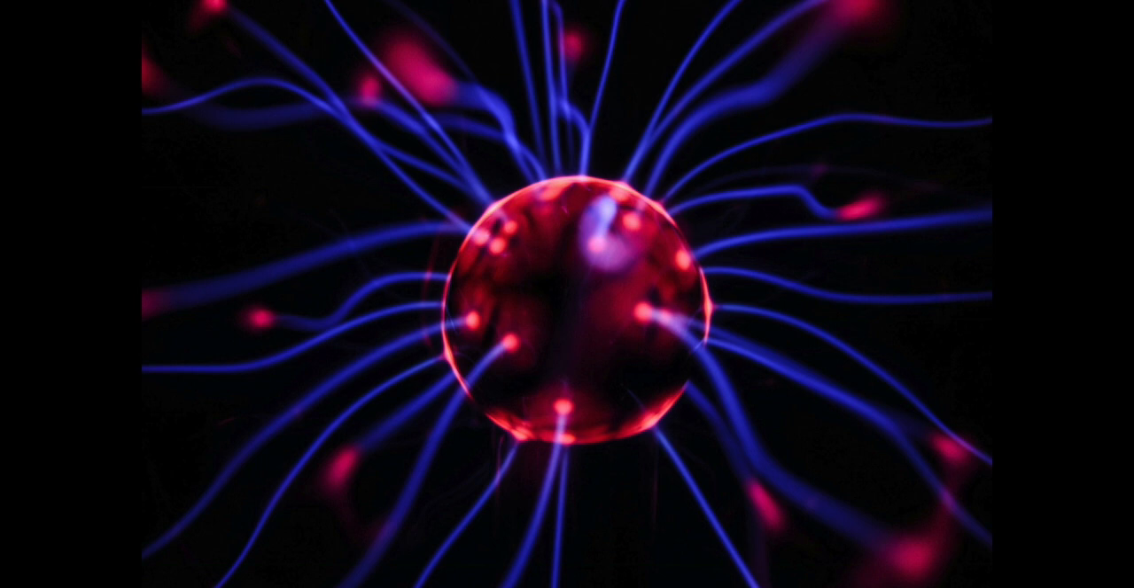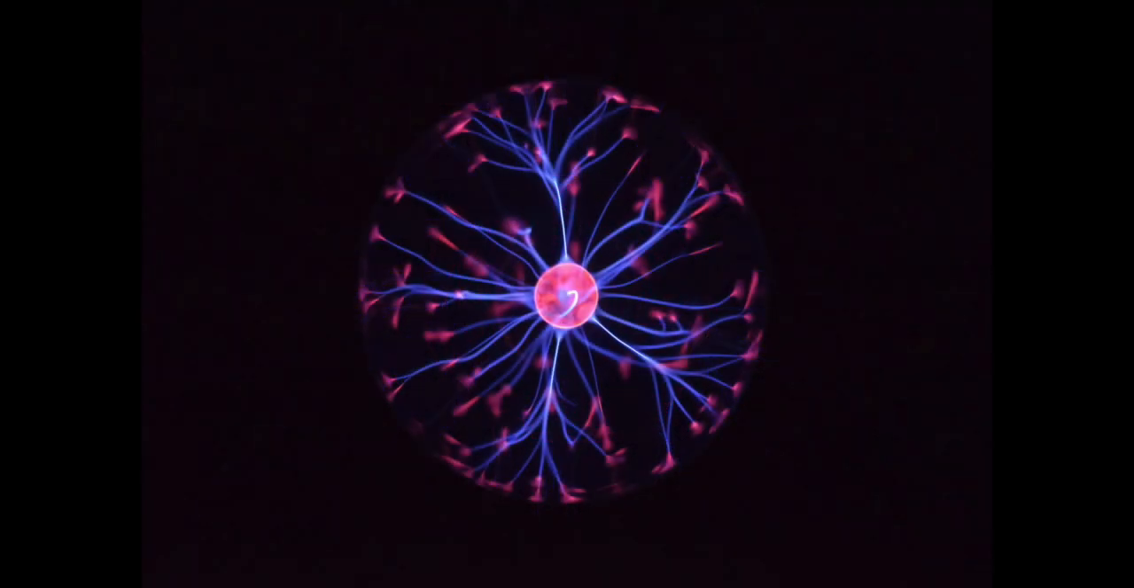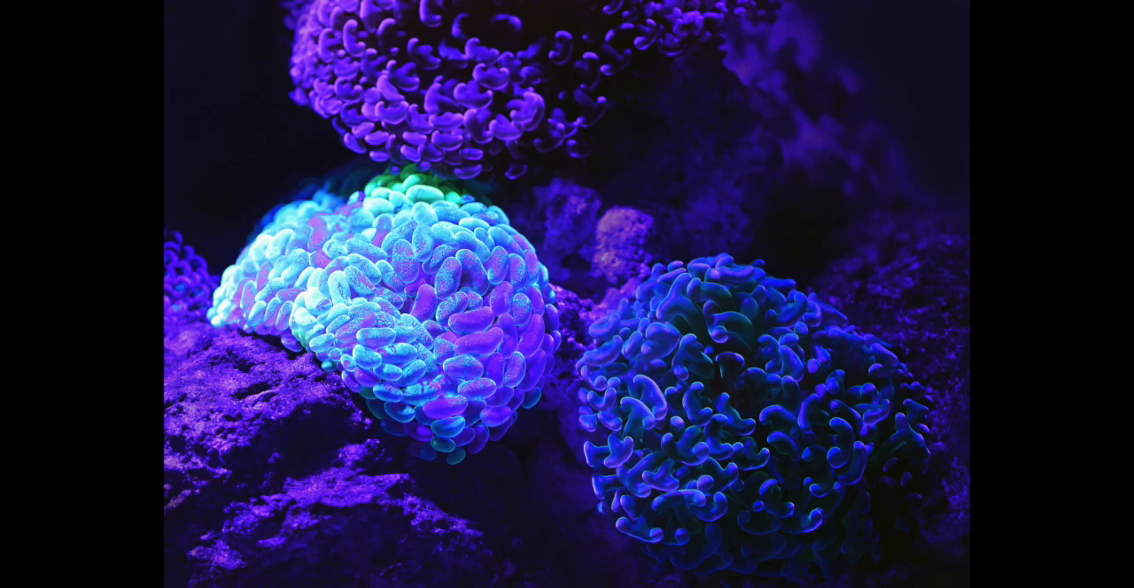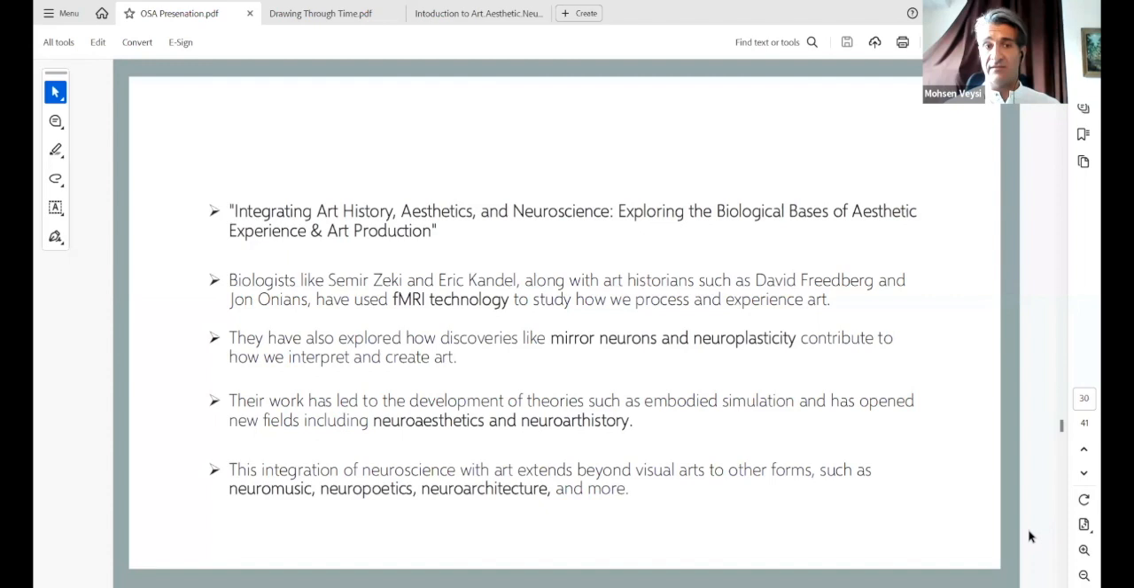And in the second section of this course, we're going to study the more recent findings, thanks to the invention of brain scanning technology like fMRI and new discoveries such as mirror neurons and neuroplasticity. Biologists such as Semir Zeki, Eric Kandel, and Vittorio Gallese, and art historians such as David Freedberg and John Onians try to explore the biological basis of aesthetic experience and art production. Their attempt opened up new fields such as neuro art history and neuroaesthetics.